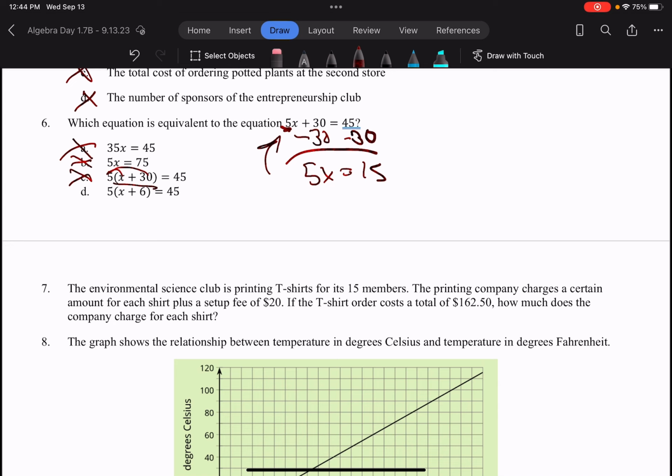So D, let's check it out. 5 times x is 5x. 5 times 6 is 30 equals 45. That does in fact work, so D is our best answer option.